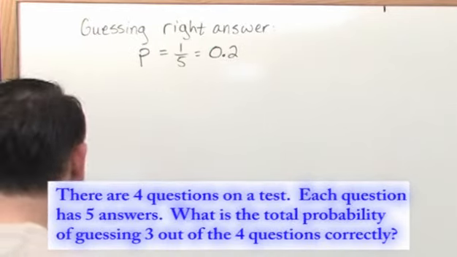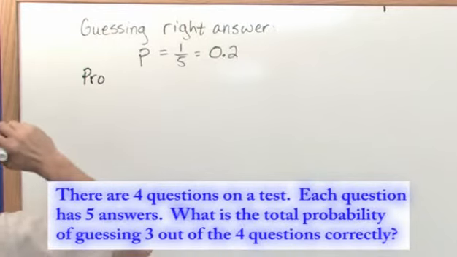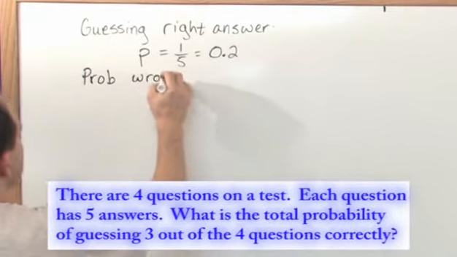1/5. Now, what would be the probability of the wrong answer, of guessing the wrong answer? The probability of the wrong answer.